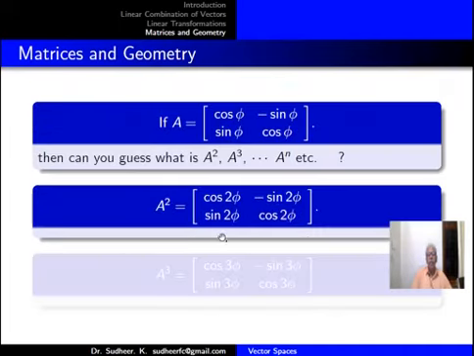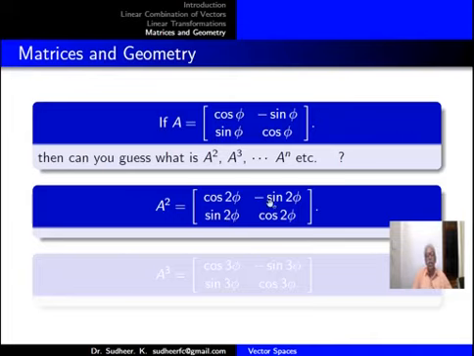Suppose you have the matrix A, which is cos phi, minus sin phi, sin phi, cos phi, and this is the matrix representing a rotation through an angle phi anti-clockwise. Can you guess what A squared, A cubed, etc., A raised to n will be? It's very clear. If you apply the matrix 2 times, you will make a rotation phi and again phi. That means you will make a rotation of 2 phi anti-clockwise.